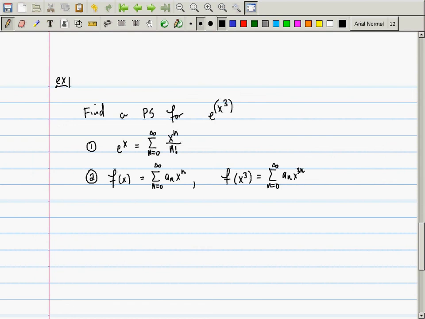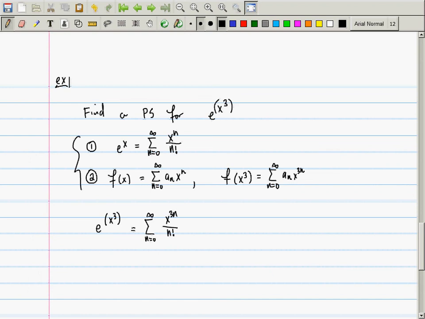So that's wonderful. Using these two facts together, you should be able to write a power series for e to the x cubed. So what is it? Yes, x to the 3n over n factorial. Okay, wonderful. So you can see that this is not a complicated question, right?